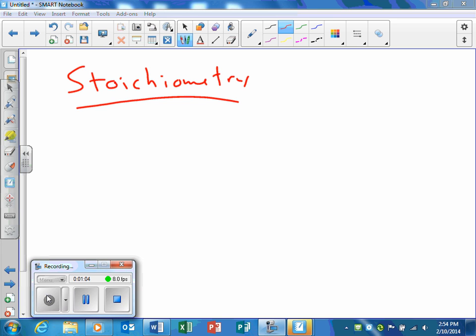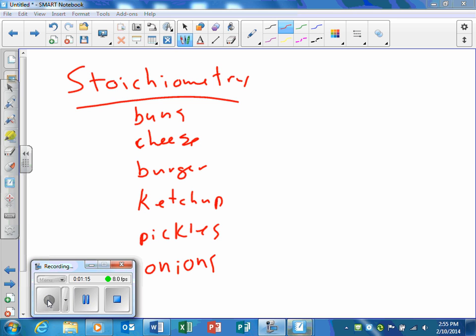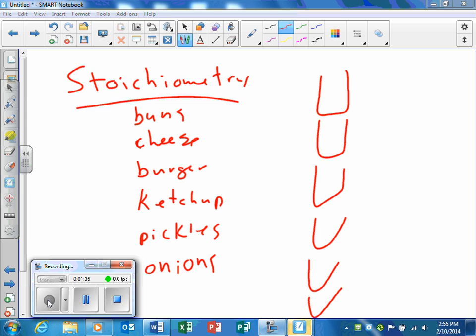So my question to you to start this off is, what's on a McDonald's cheeseburger? Fat. Okay, so we're saying buns, cheeseburger, ketchup, pickles, onions. Let's just say I'm the restaurant manager and I'm going to order all this stuff. Would I order 1 bucket of buns, 1 bucket of cheese, 1 bucket of burgers, ketchup, pickles, and onions? No. Why not?